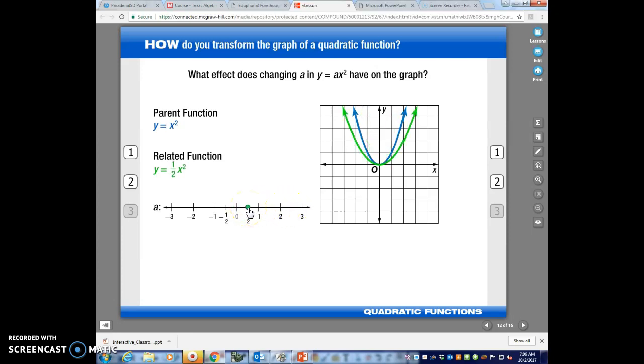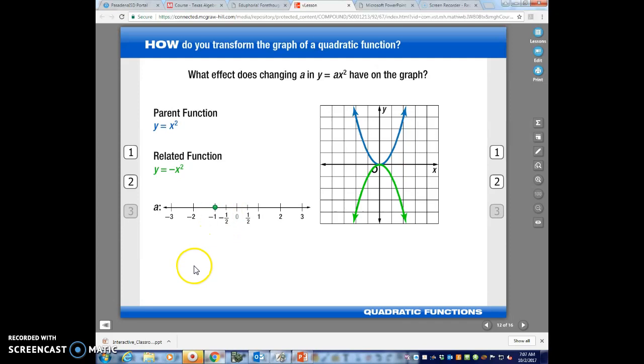That would be a vertical compression. Now, what do you think is going to happen with a negative 1/2 x squared? That's where we flip over the x-axis. Why can we not use 0? Because 0x squared is nothing, like it's not there. Okay, so this is a vertical compression and it flips over the x-axis.